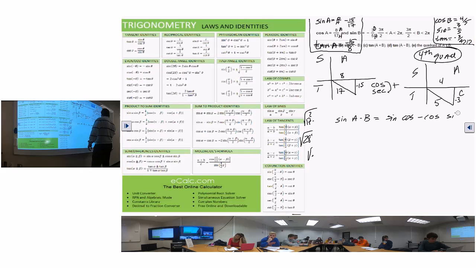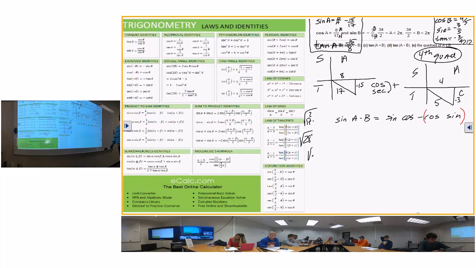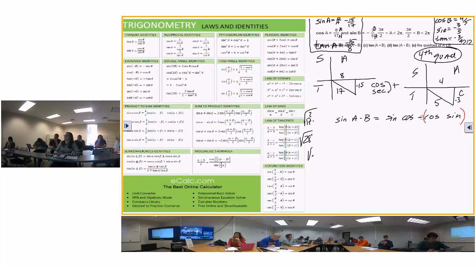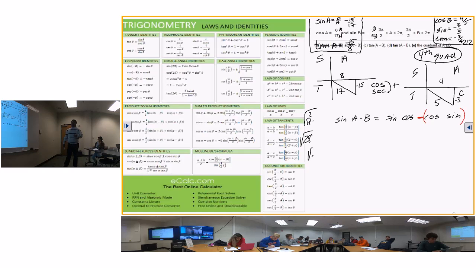Now, is there anything I'm going to do here to make life easier? What did I do? I put parentheses in red right there. Why? Because this is a what? Distribute the negative. This is a negative, and you're going to have to do what with that negative? And that's where students make a mistake.